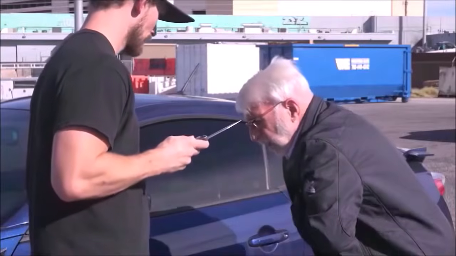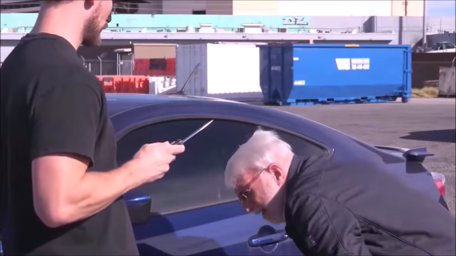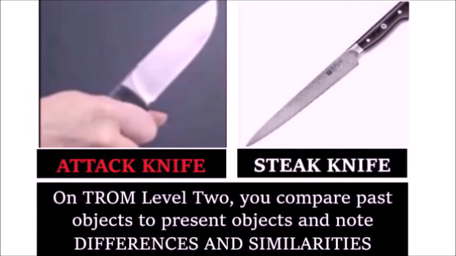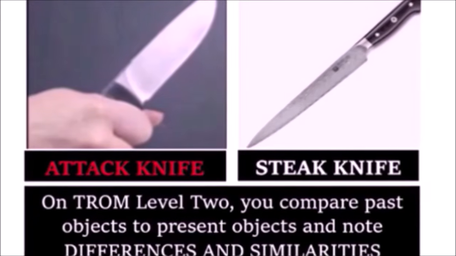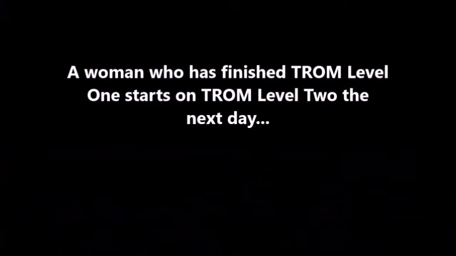TROM Level 2 is your first step in separating the past from the present. You do this by noting differences and similarities between past and present objects and people. Let's say a woman has just completed Level 1 the previous day. We'll now join Omnicaritas as he tells us how her first Level 2 session would go.